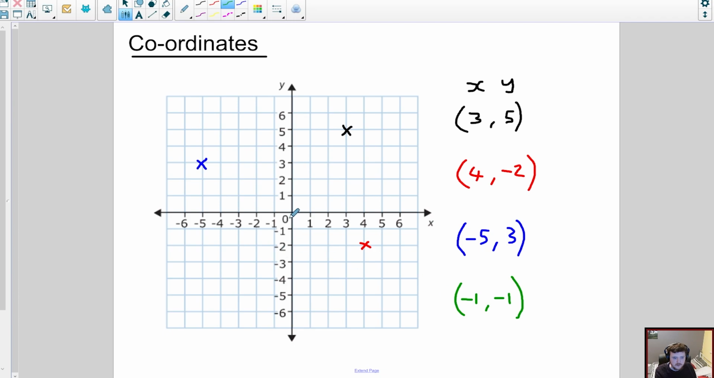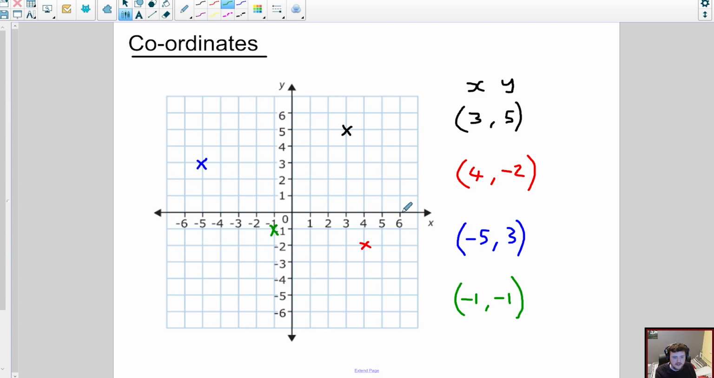And then the green one, we're going to go -1, -1, and we're going to end up in this quadrant over here. It's not the best x in the world, I'll do it a bit better. Up there. So it's going to be -1, -1. And we've got 4 different coordinates in 4 different quadrants. Recognizing what the quadrants are can be useful.